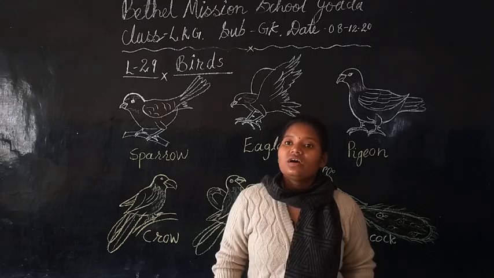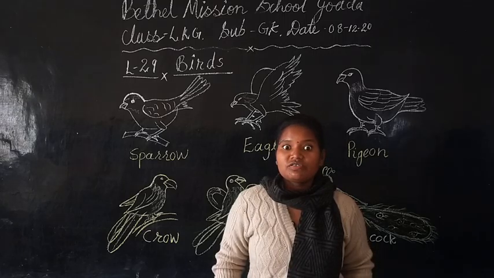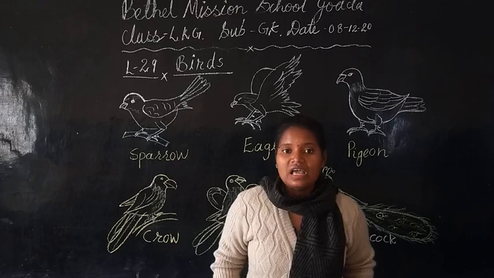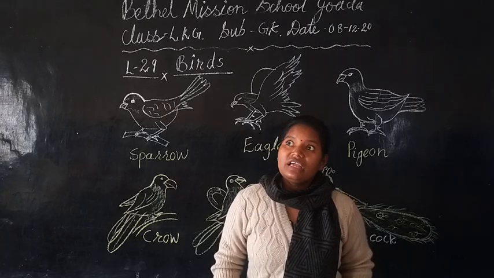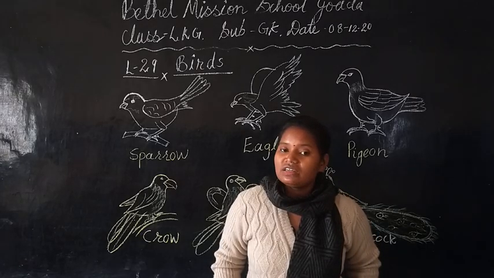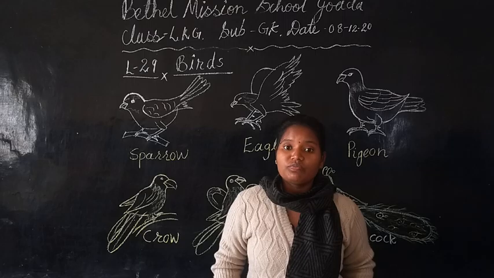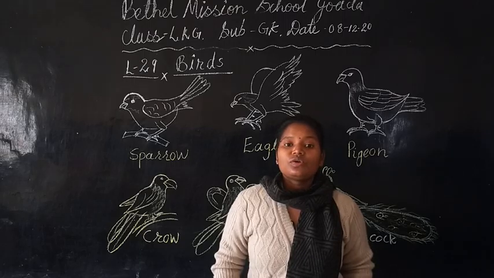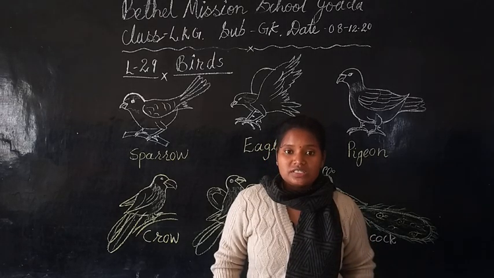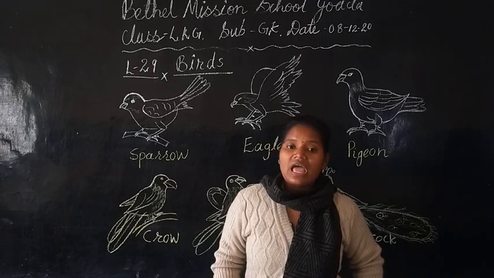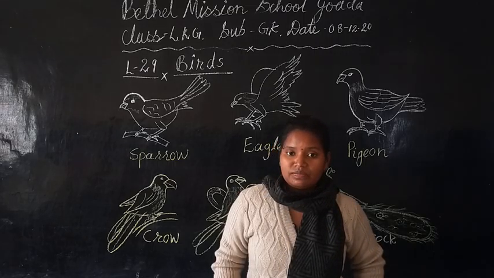Okay children, you might have seen birds flying over your terrace, isn't it? And sitting on the trees. And when we get up early in the morning, what do we hear? We hear the chirping of the birds. So today we are going to learn the different types of birds name. There are many birds in this world and each bird has its own name, isn't it?